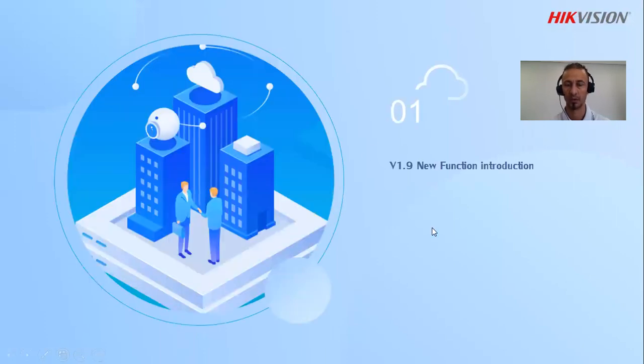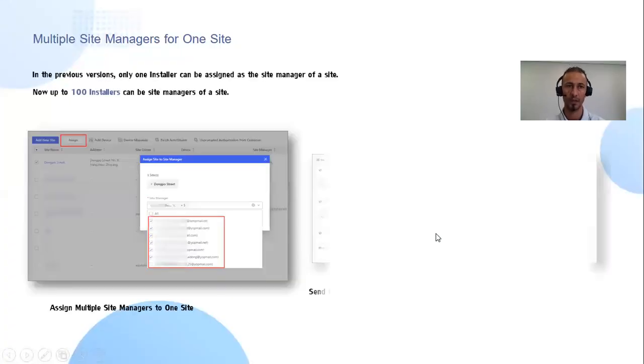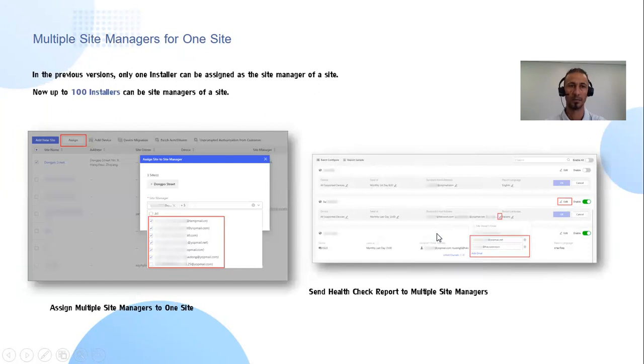If you're looking at our new function introduction, we now have multiple site managers for one site. In the previous versions, we only had one installer that could be assigned to the site at a time. Now we've increased this to 100 installers who can be the site managers of a particular site. So we can have one site owner and multiple managers.